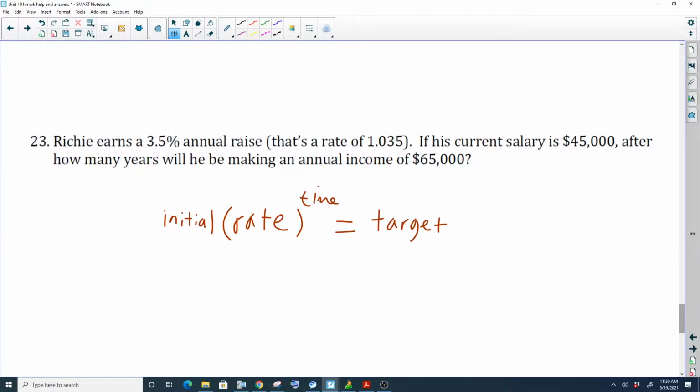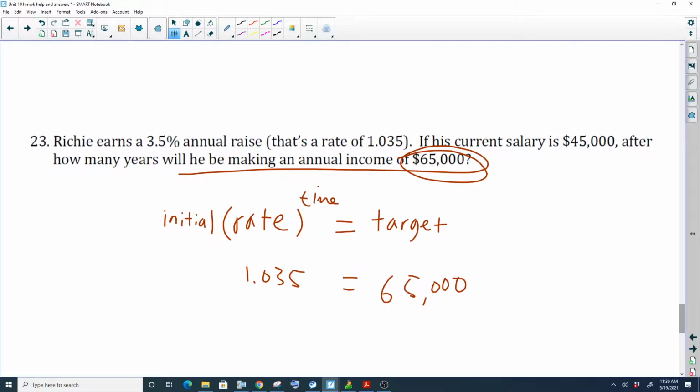In this case, we're trying to get to a target of $65,000. So $65,000 is what Richie wants. And the rate they give us is 1.035. They want to know how long it's going to take for Richie Rich to get to $65,000, knowing that he's starting at $45,000 and getting a rate every year of 3.5%, an annual raise.